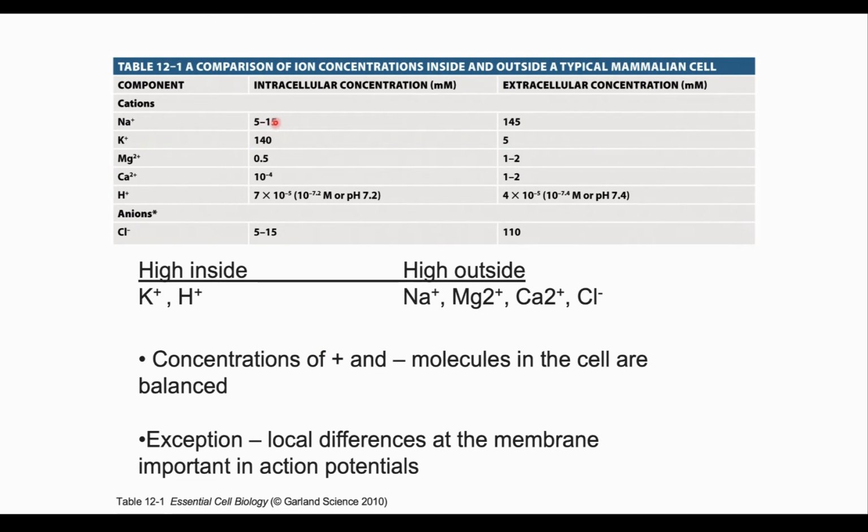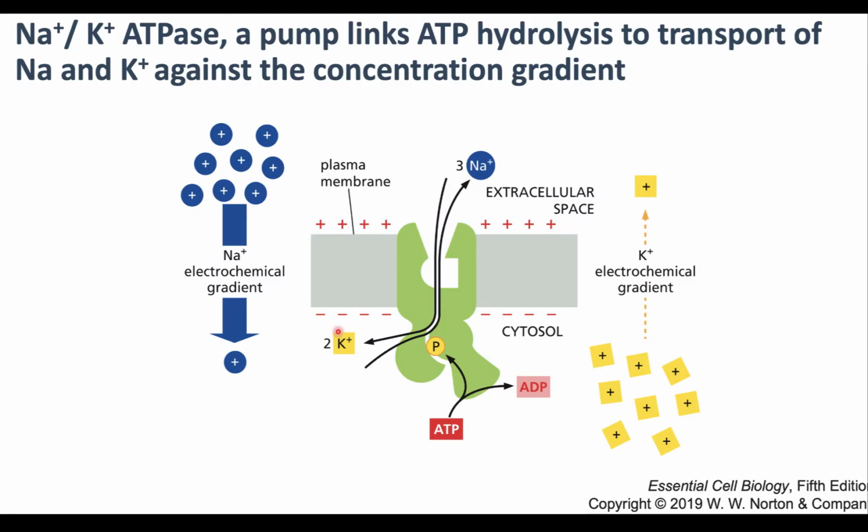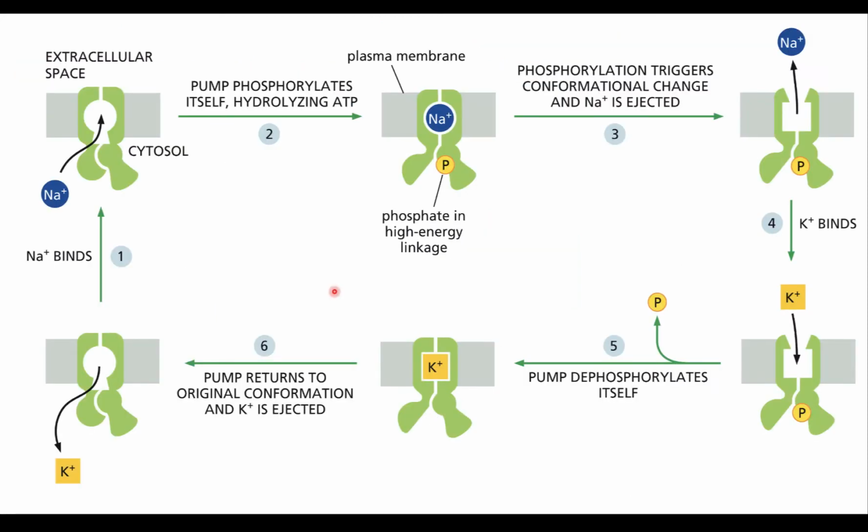This sets up these gradients where sodium is at a high concentration in the extracellular fluid and potassium is at a high concentration in the cytoplasm. So potassium being pumped from low to high, sodium being pumped from low to high, both against their electrochemical gradients. And this is fueled by phosphorylation. This slide details the conformational changes that are regulated by phosphorylation and allow for active transport of sodium and potassium.